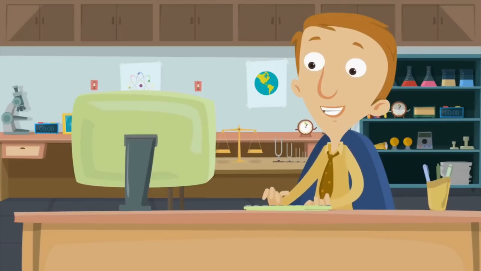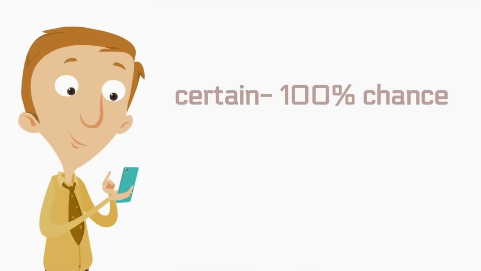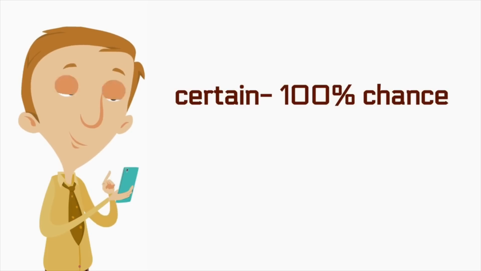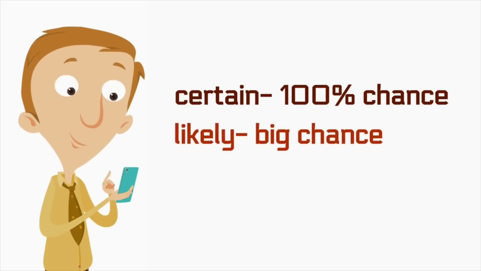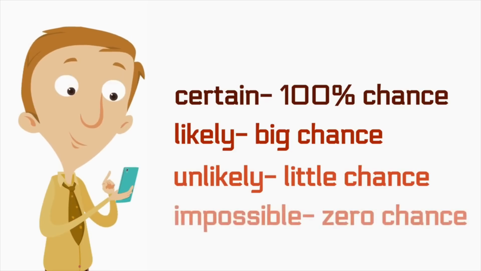There are words we use to describe the probability of an event. There's certain, that means you have a 100% chance. It will happen for sure. There's likely, that means you have a big chance. There's a big chance it will happen. Then there's unlikely. That means there's a little chance of it happening. And lastly, the term impossible, meaning zero chance.